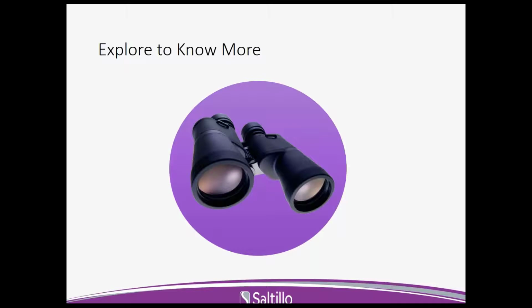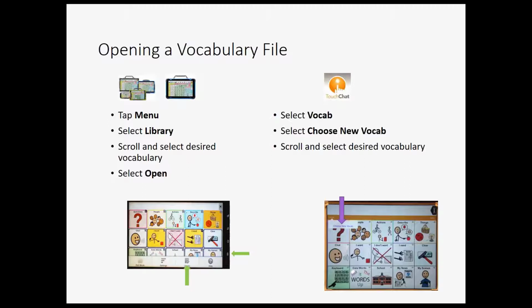All right, we'll switch back over to the PowerPoint. So now that we've had a little bit of experience with the vocabulary files, let's explore a little bit more. As you noticed, either on your NovaChat or in your TouchChat app, you're able to open those different vocabulary files by going to the menu, tapping on Library, and then scrolling to find your desired vocabulary file, and then selecting Open in order to see that file.